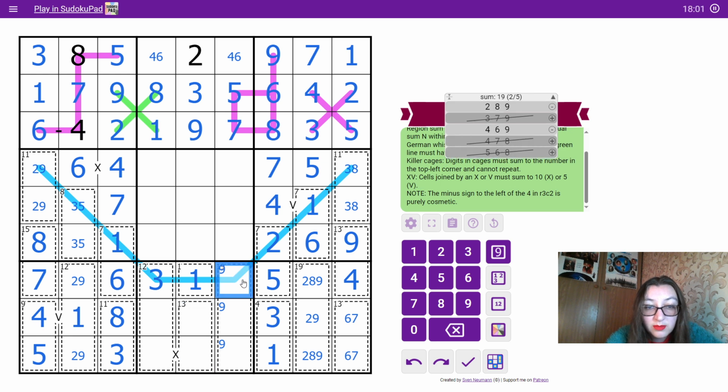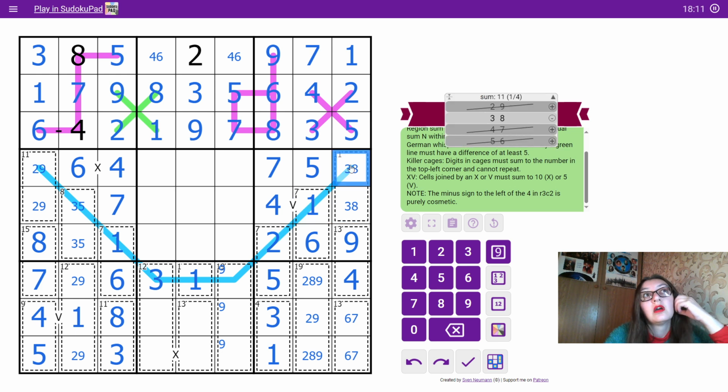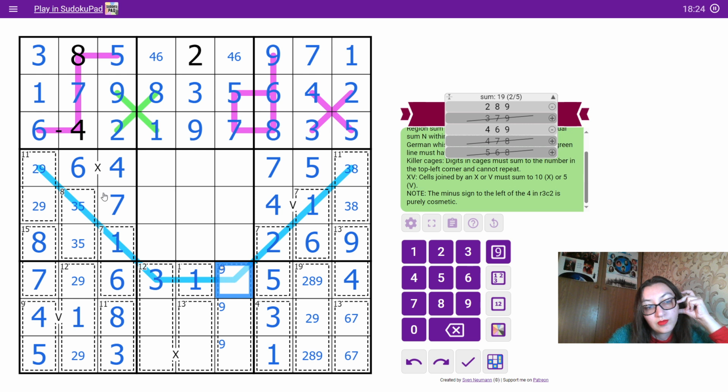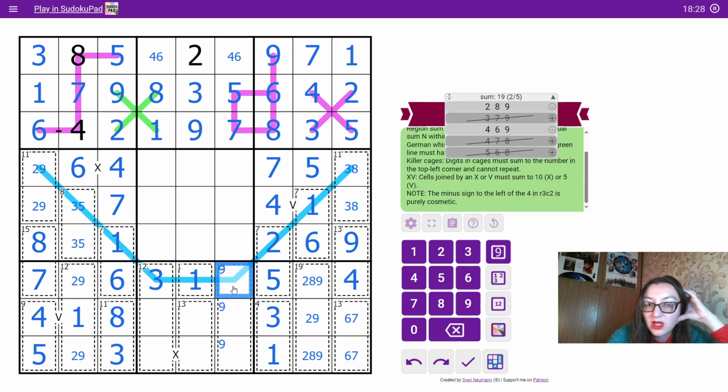So I need to think about the blue line. So the blue line, the maximum it can be is 3 plus 8 is 11. So we have a 4 here. I don't even want to look at that one.